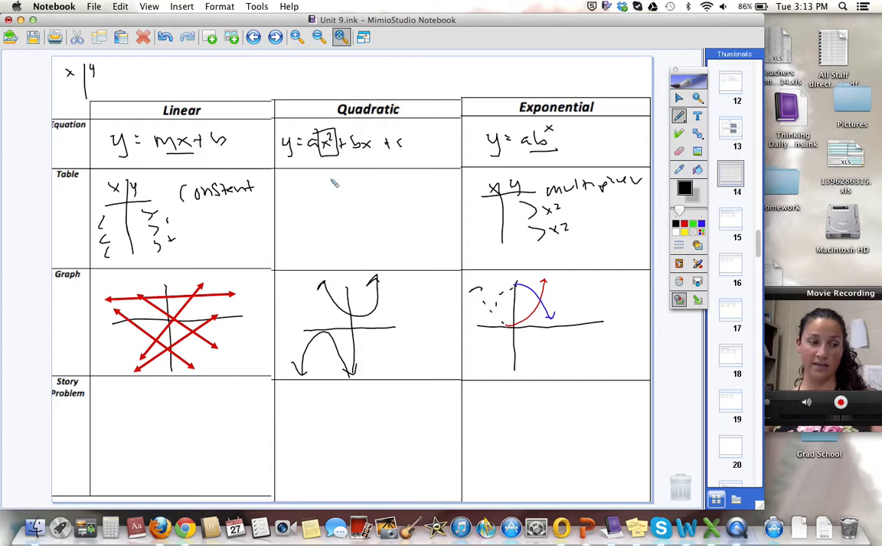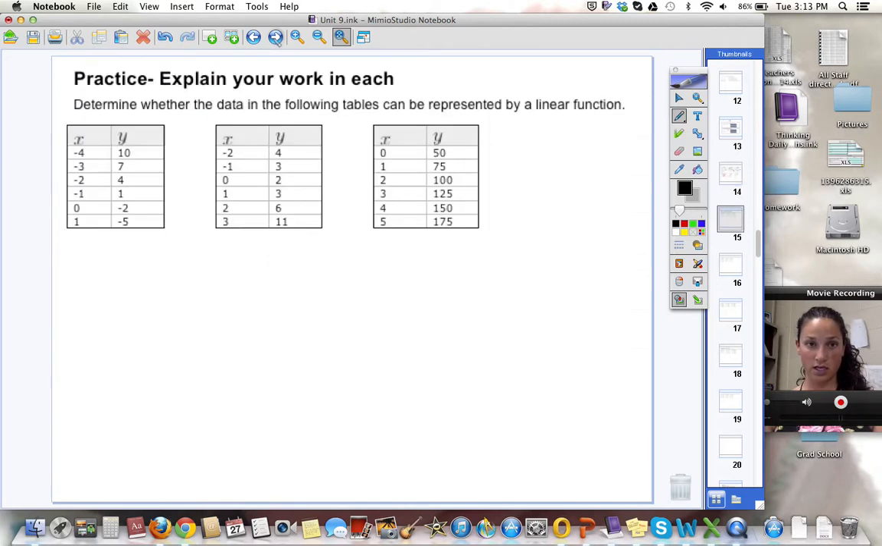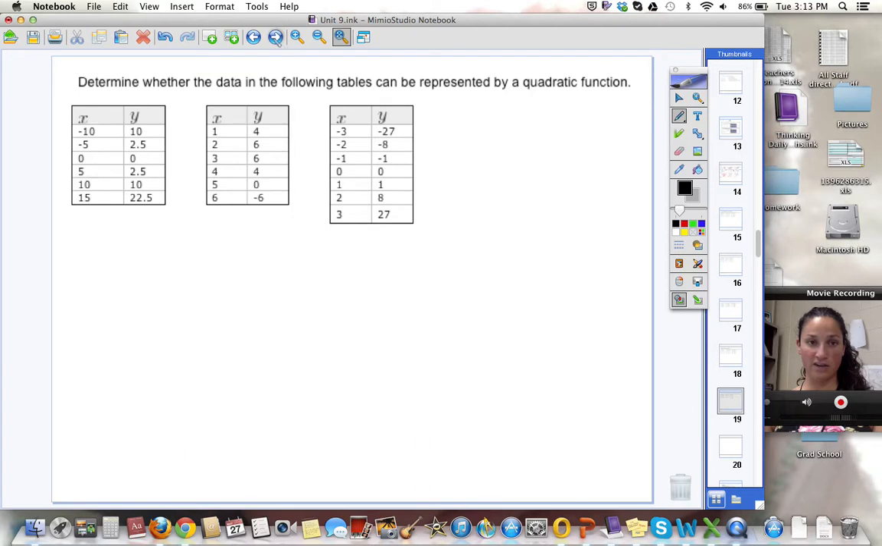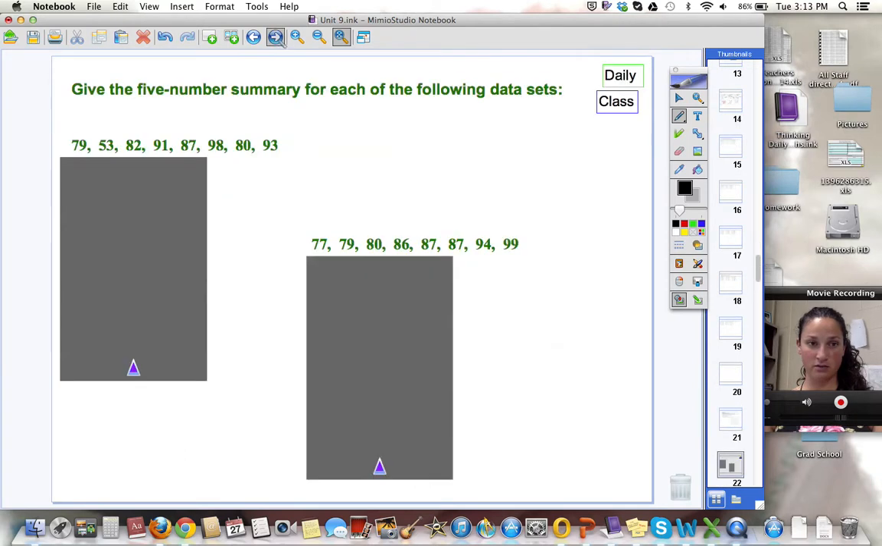then it would be quadratic. Another way that you could think of it for a quadratic is, and this won't make sense until I show you, that it's not constant the first time, but it is constant the second time. So what I'm going to do right now is show you examples of what I mean for these tables. And you don't have this in your packet, so you're going to have to copy it down wherever I find it.